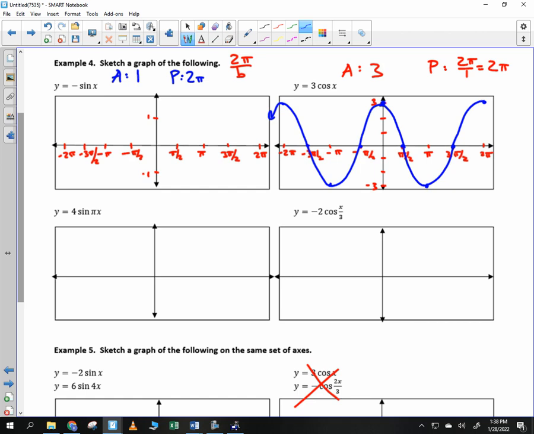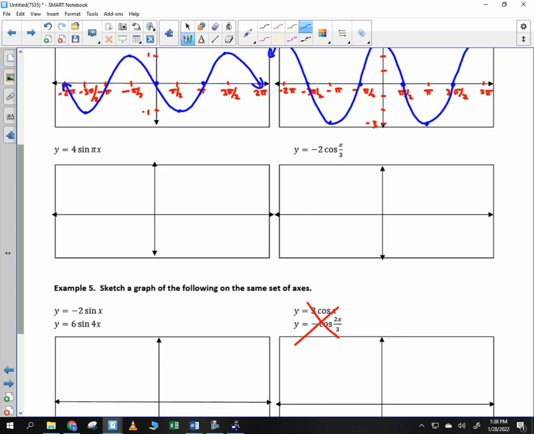Sine's going to start where? And it's going to go? So it wants to go up, but the negative creates a vertical reflection, so it's going to go down instead. And then from there, it will go. Gav, what are you looking at?